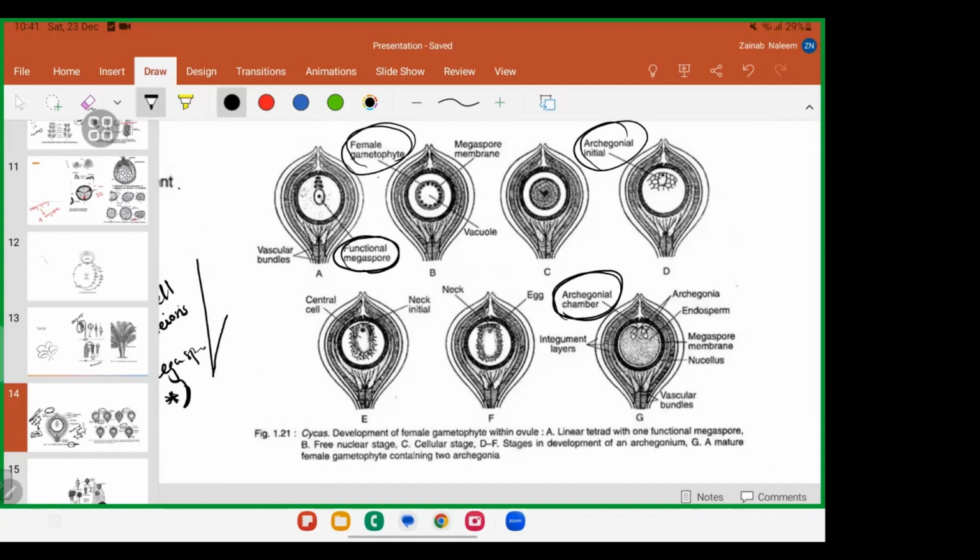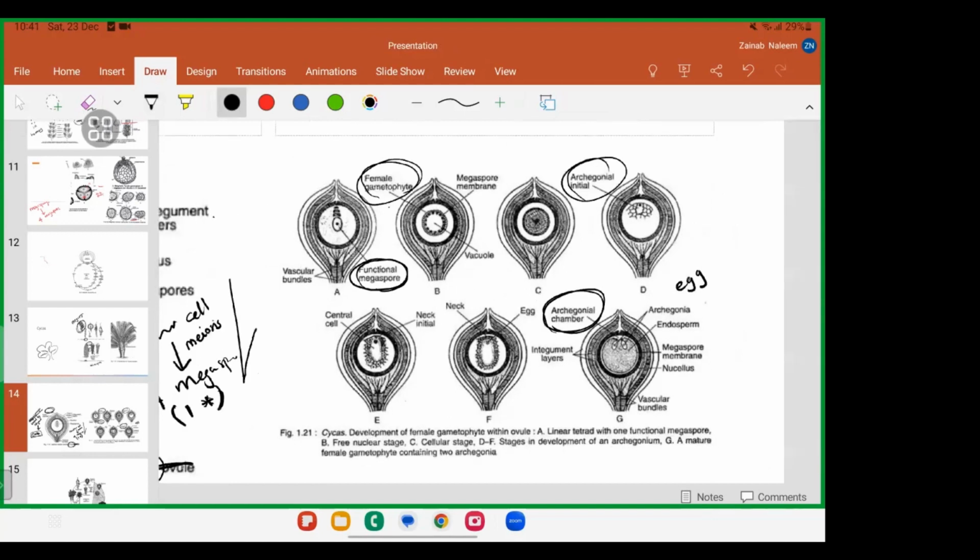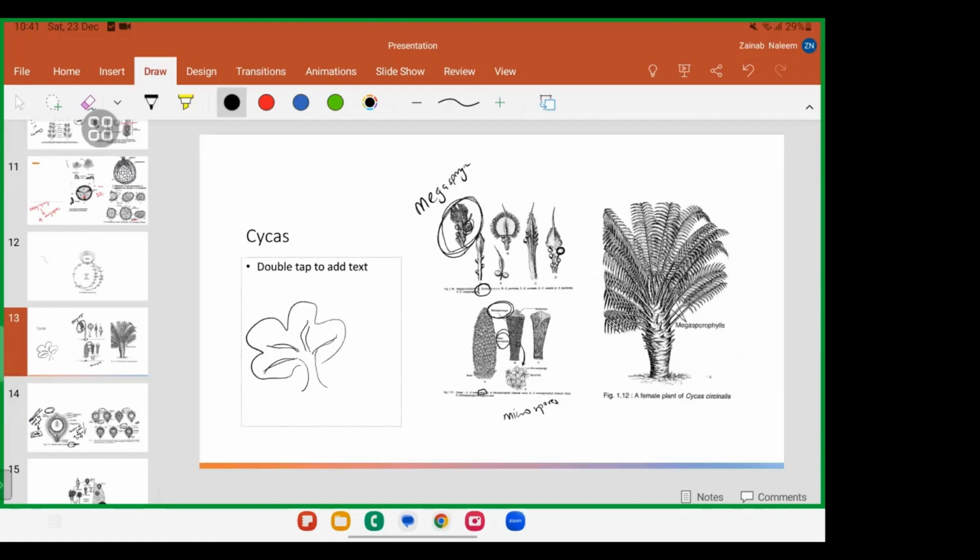The mature ovule contains the female gametophyte. The gametophyte produces several archegonia. Each archegonium produces a single egg cell. So inside the archegonia, we have an egg, right, which is the ovum. The mature male plants produce cones. So now the female part is over. We'll focus on the male part now.